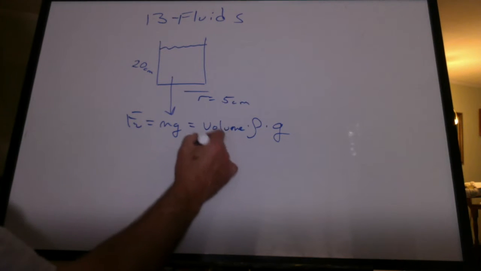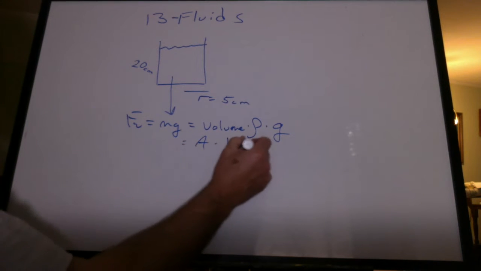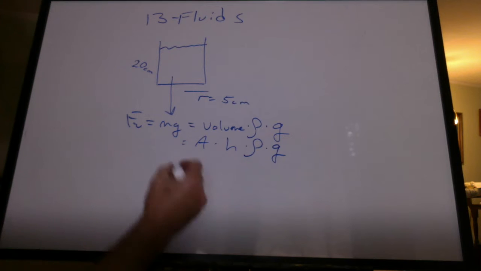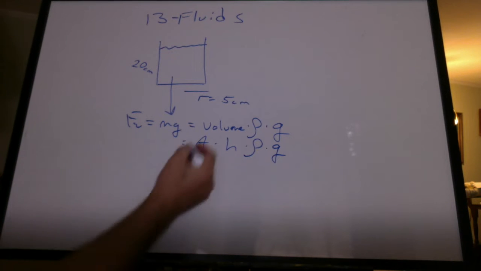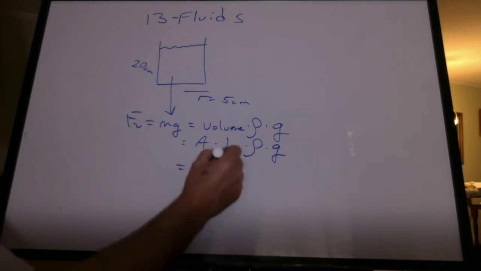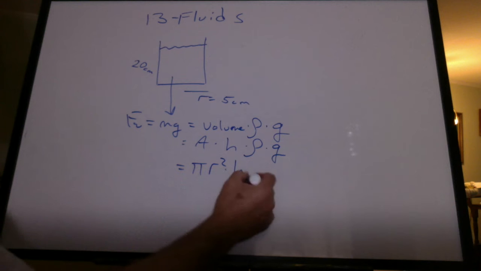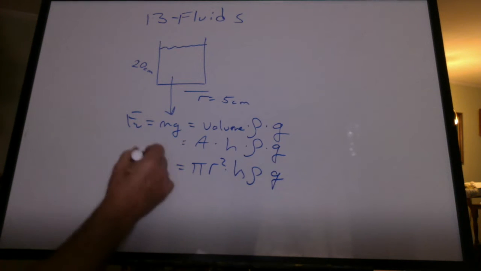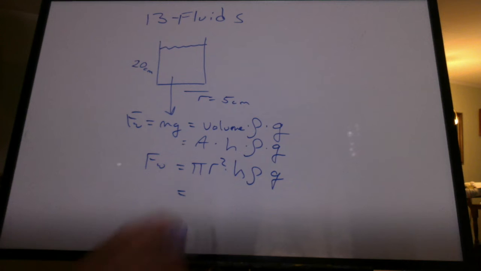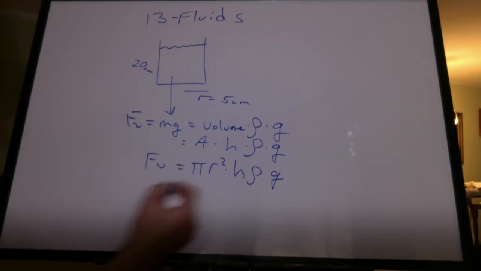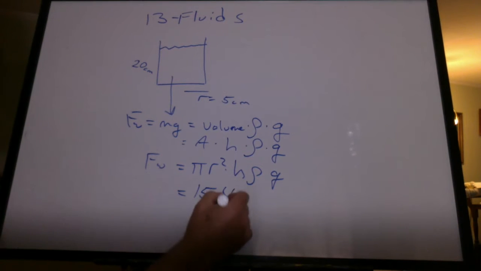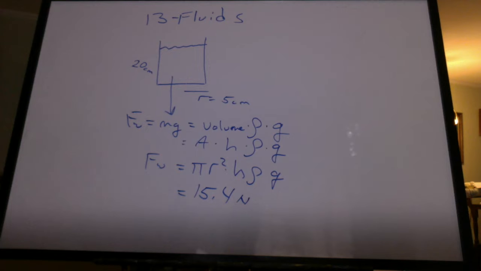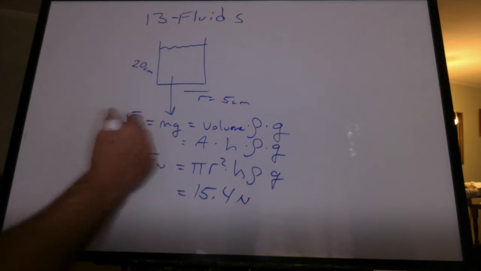we're going to have the area at the bottom times the h, and the area, in this case, pi r squared, h, that gives us the volume, density, there you go. Now that is going to be the weight of the water. That's 15.4 newtons. Now, what's the pressure?